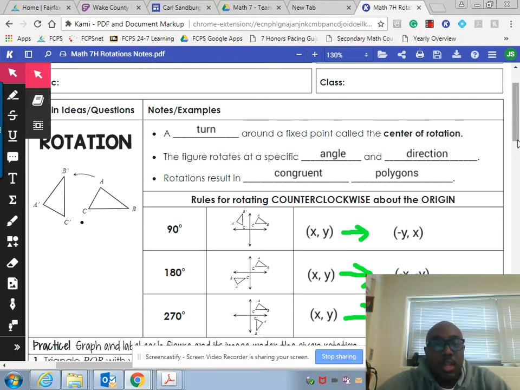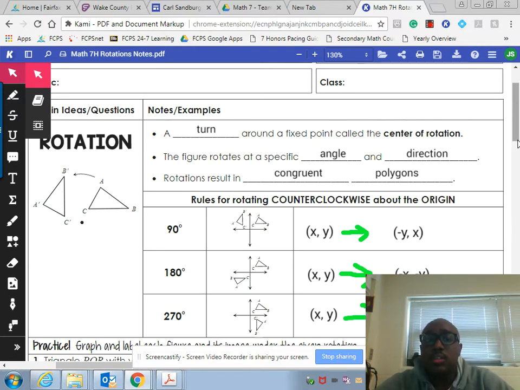Today, we're talking about the next transformation, which are rotations. Okay, rotations. And a rotation is exactly what you're thinking of. It's a turn. It's a turn around a fixed point called the center of rotation. The figure rotates at a specific angle and in a specific direction.